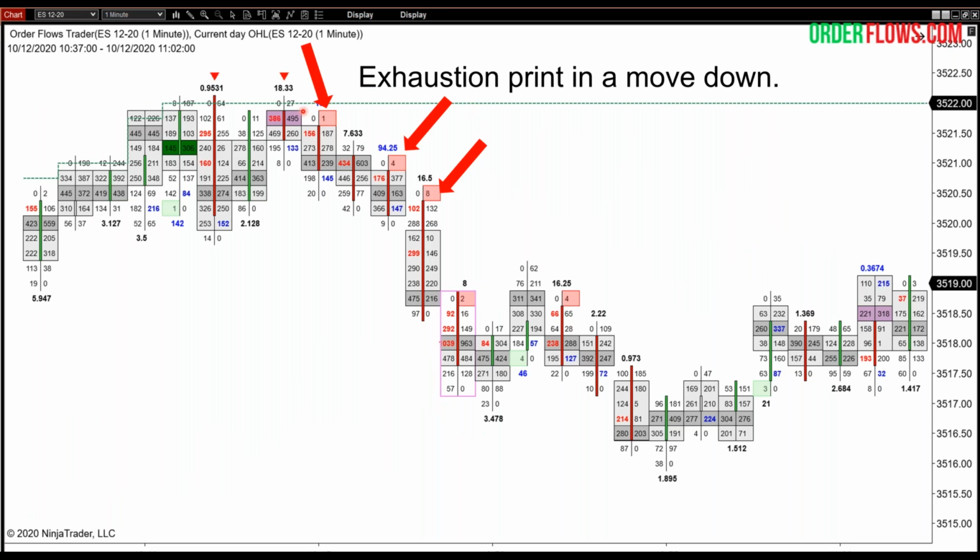Right off the high of the day, this was yesterday, 11 o'clock. One tick off the high, the next bar opens up, one contract, and starts trading down. Bar by bar, what do you see on the move down? You're seeing exhaustion prints, small digits: 1, 4, 8, 2, 4. That's what you want to see on a move down. Once you stop seeing them, then maybe the move has stopped.